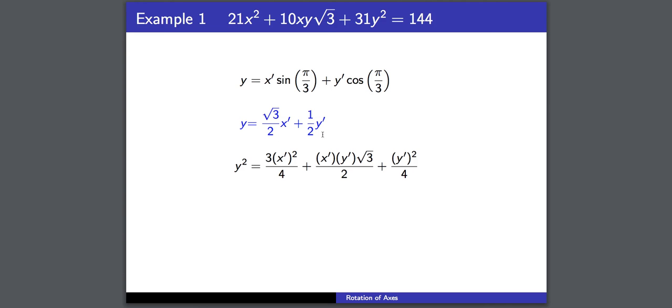When we square this right-hand side, we get 3 times x prime squared over 4 plus x prime y prime times the square root of 3 all over 2 plus y prime squared over 4. And then we're going to multiply that y squared by the 31 that's in front of it. So when we multiply everything on the right-hand side by 31, this is what we get.